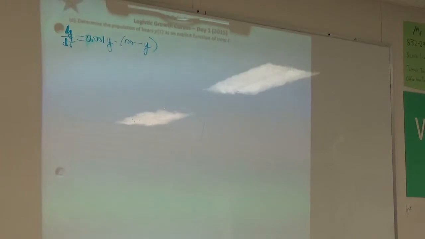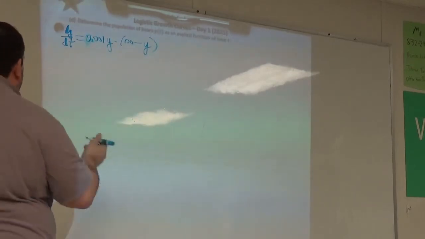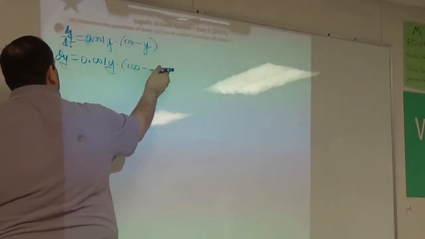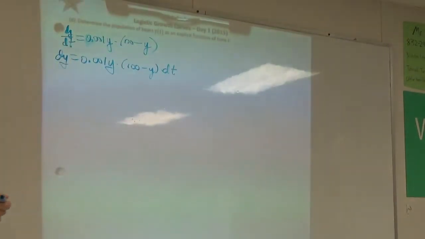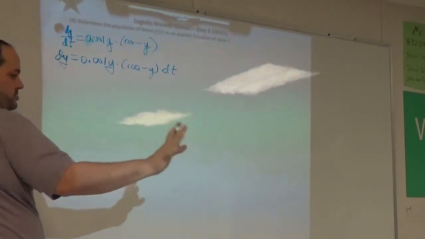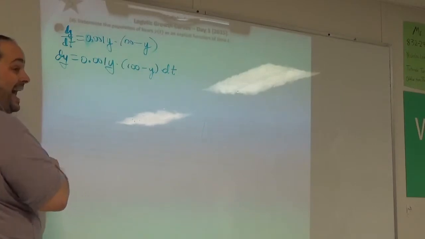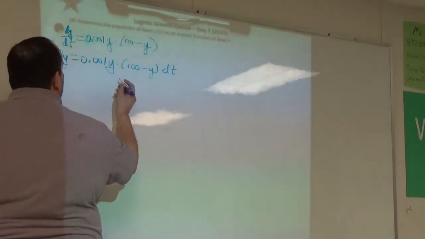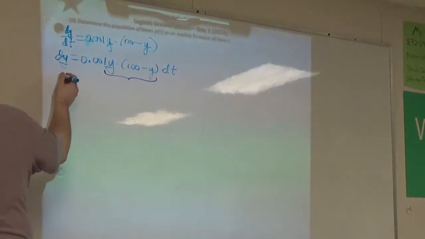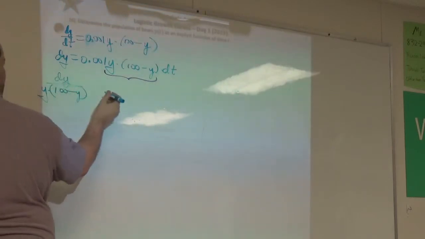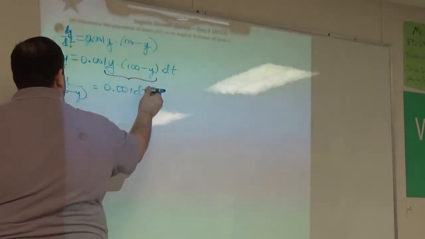Okay, we get a differential equation and we want to solve it. What are we going to do? Separate the variables. So dy equals 0.001 times y times (100 minus y) dt. I want to separate the variables, but I want to do it the right way. We need to distribute, and I will tell you that distributing is going to be the wrong thing for us to do. What I'm going to do is move all the y's onto the dy side. Why? Because it works. So I have dy over y times (100 minus y) equals 0.001 dt.